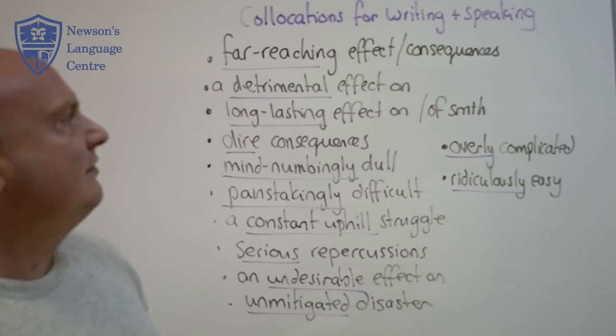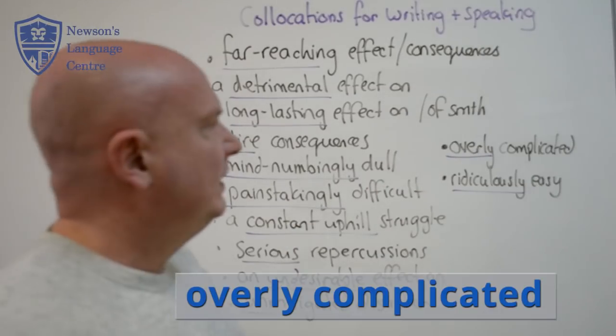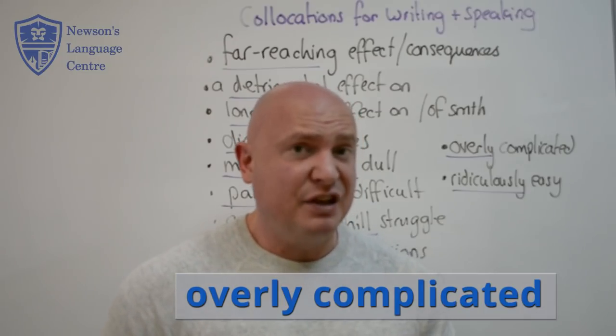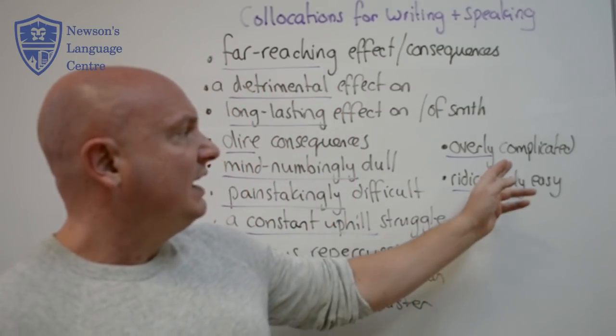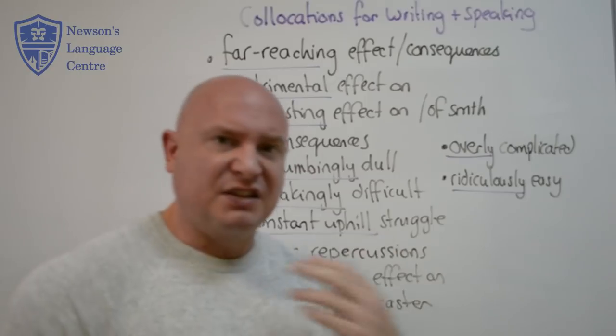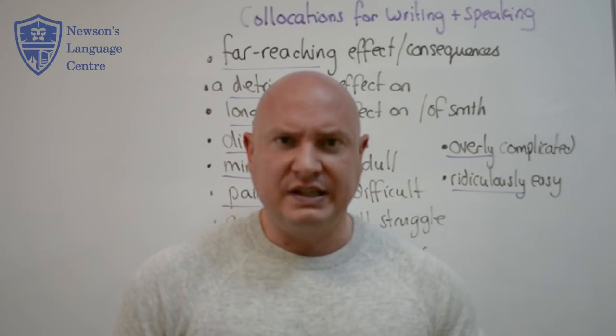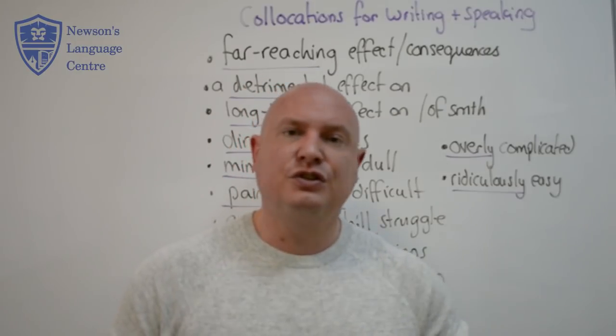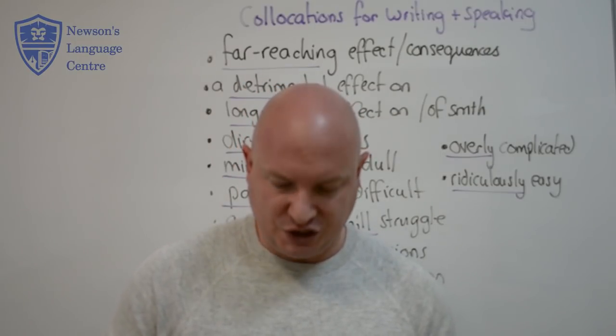Over here, again, very, very simple. I like this, overly complicated. It's a nice adverb. Students never use this. They never, ever use this. We could say, it's too complicated. That's correct, but let's make it C1, C2. It's overly complicated. Why do you need to make things just so overly complicated in our relationship?